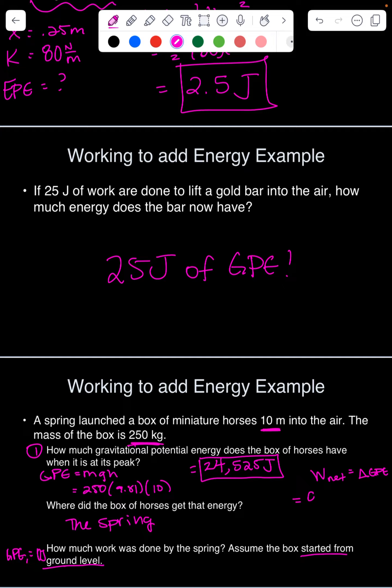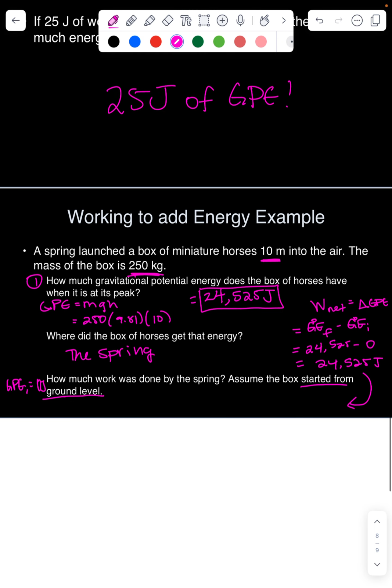So that means that we have our final GPE minus our initial GPE. That means we have 24,525, which is what we just found, minus 0, which gives us 24,525 joules of work. All right, so those are the things that we need to keep in mind.